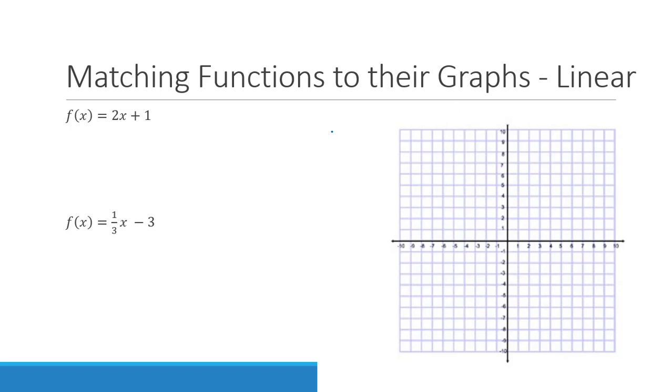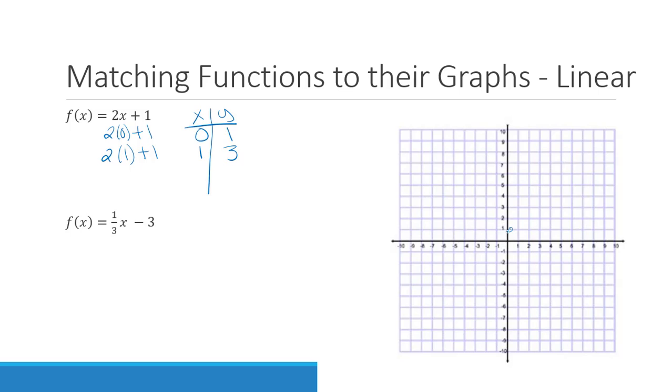Now, in terms of matching functions to their graphs, essentially you're just graphing like you've done in previous units. If it's something that is linear, you can certainly use your graphing calculator. You could use the fact that this is your y-intercept and this is your slope. But if you're not comfortable with any one of those methods, what you can always do is take numbers and plug them in. So I could take, for example, 0 and plug it in for x. 2 times 0 is 0. 0 plus 1 is 1. I could then take 1 and plug it in for x. So 2 times 1 is 2, plus 1 would give you 3.